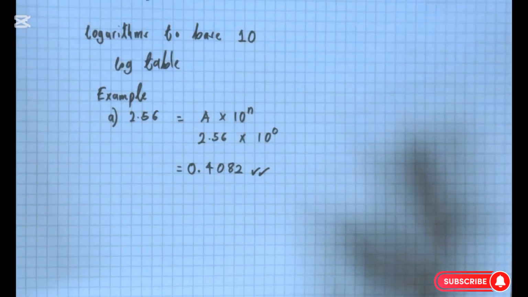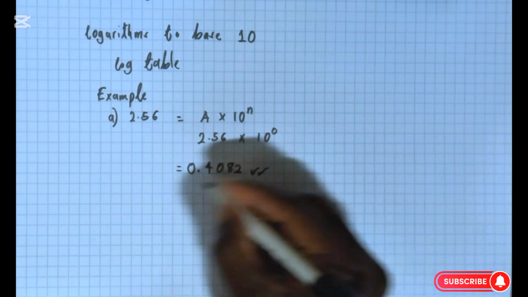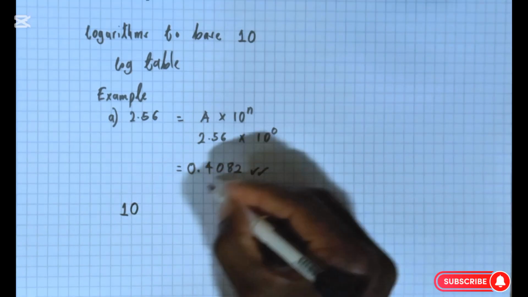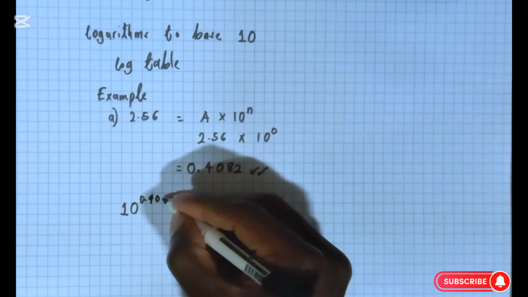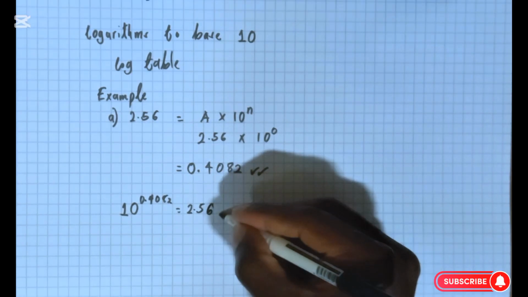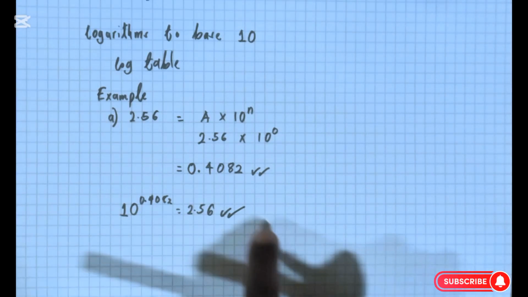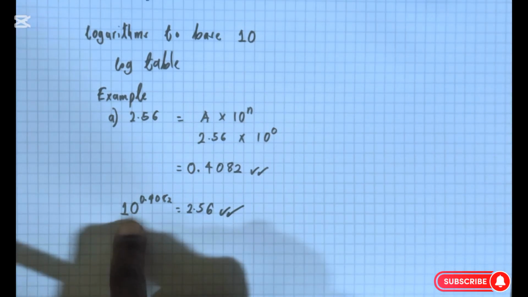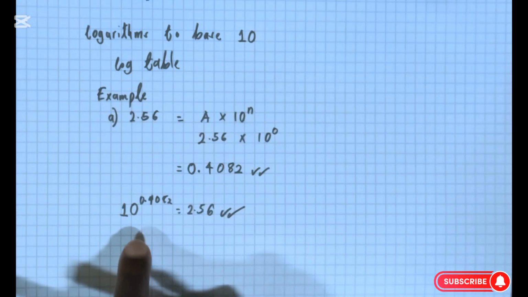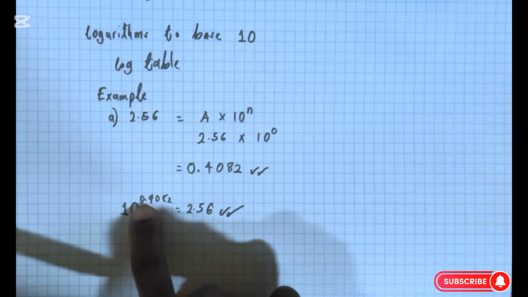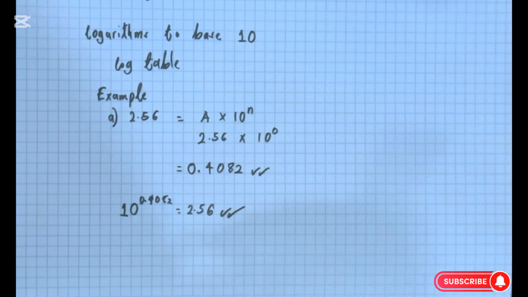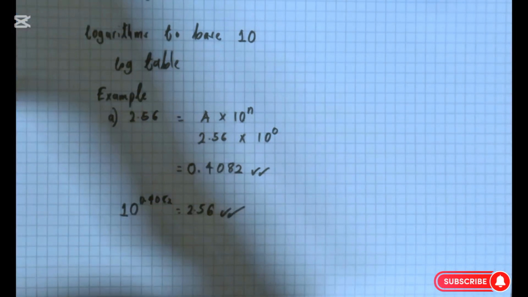So for those of you that don't understand what this means, what this basically means is if we were to raise 10 to 0.4082, then we will get 2.56. That is what this actually means. Remember, we are saying that in that logarithm table, all the numbers are in the base of 10. So if you were to raise 10 to 0.4082, then we would get 2.56. So that is what that basically means.